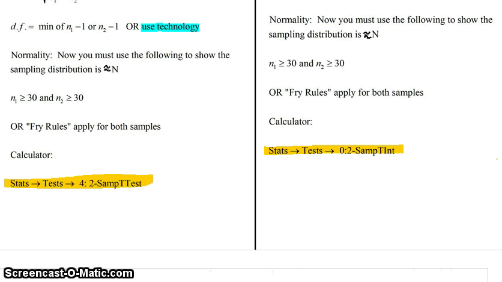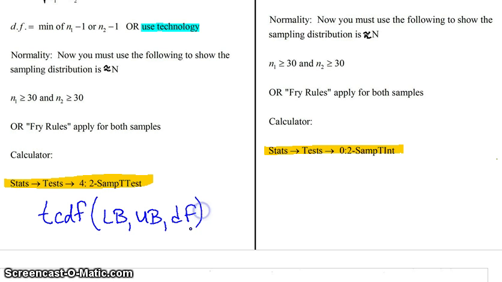However, let's be reminded, we're going to use the tcdf function here. We're going to have a lower bound and upper bound, and we're going to use degrees of freedom. Remember that our lower bound and upper bound have to be t values, since this is in terms of t. So we need our test statistic as either the lower bound or the upper bound.